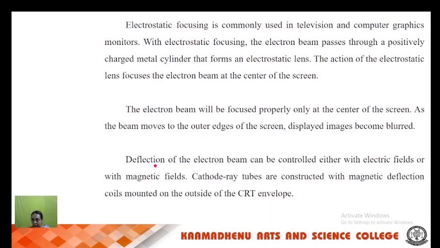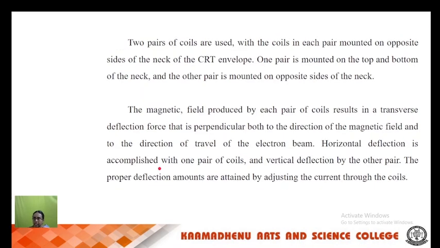The deflection of the electron beam can be controlled either with an electric field or with a magnetic field. Cathode ray tubes are constructed with magnetic deflection coils mounted on the outside of the CRT envelope. Here we have two pairs of coils, with the coils in each pair mounted on opposite sides of the neck of the CRT envelope. One pair is mounted on the top and the bottom of the neck, and another pair is mounted on the opposite sides of the neck.